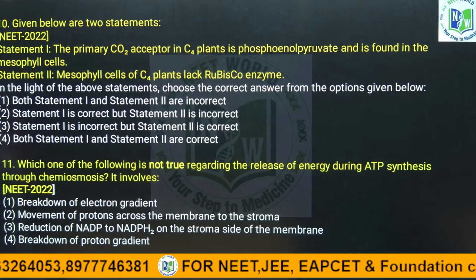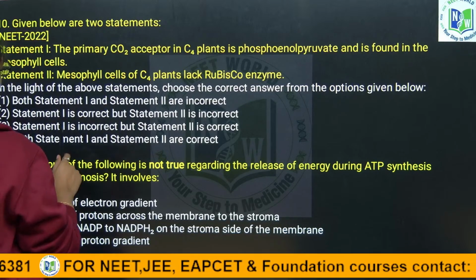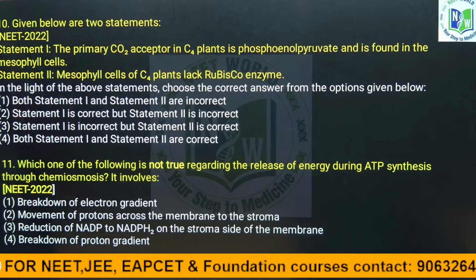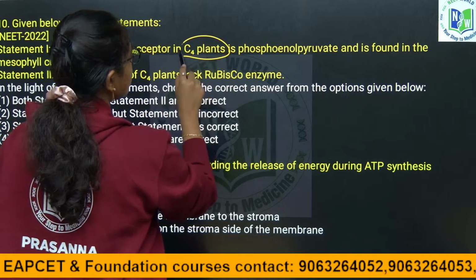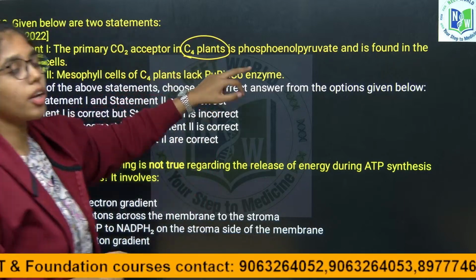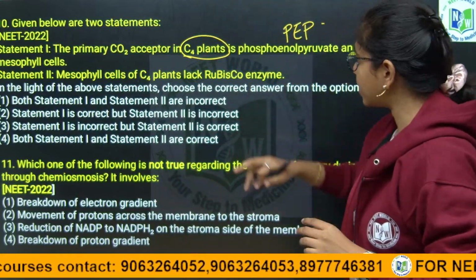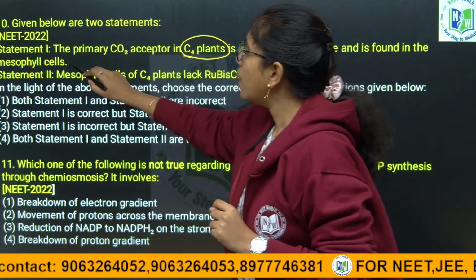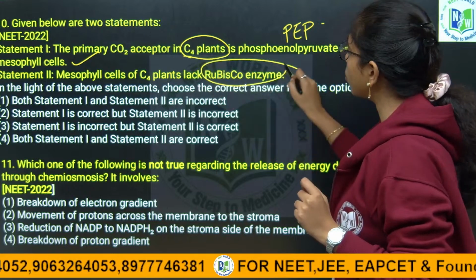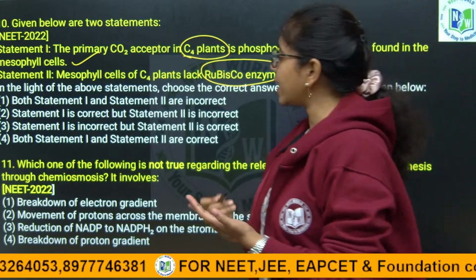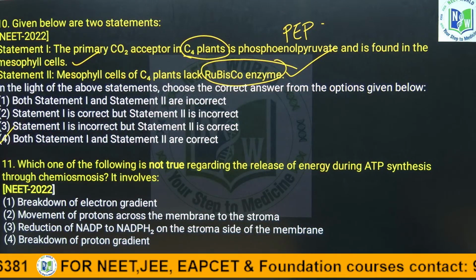Next, given below are 2 statements. Again a statement based question in 2022. In statement 1, the primary carbon dioxide acceptor in C4 plants is phosphoenol pyruvate. PEP is the primary carbon dioxide acceptor in C4 plants and is found in the mesophyll cells. True. Mesophyll cells of C4 plants lack Rubisco enzyme. Correct. Both the statements are true. Statement 1 and statement 2 are correct. Option 4 is the right answer.